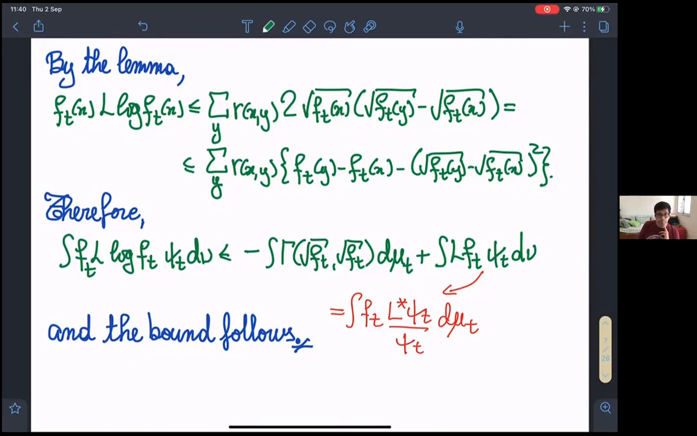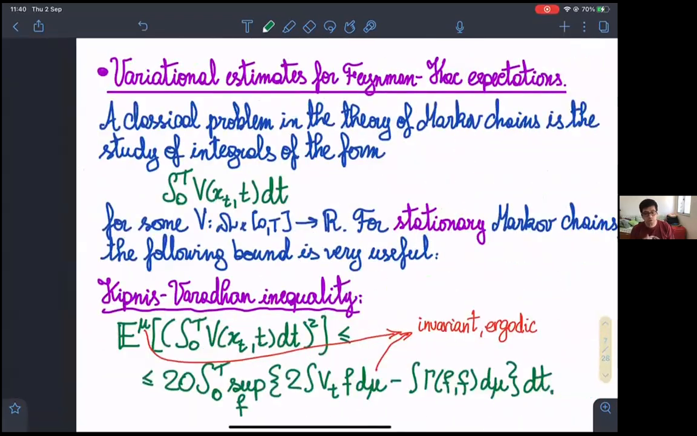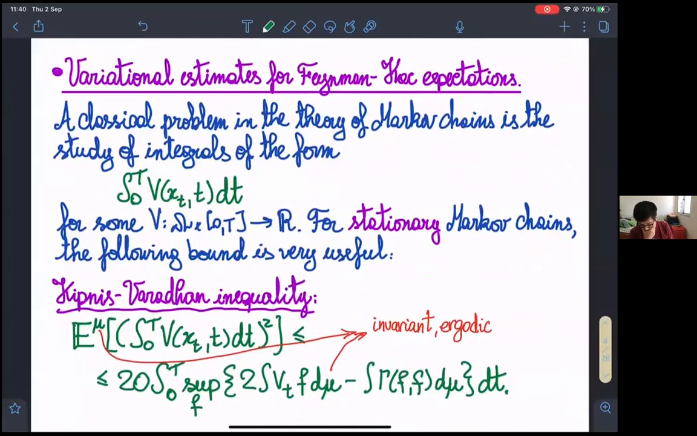And it's a very useful inequality once you start to understand how the law of the Markov chain you're looking at should look like. And so there is another family of inequalities which are very useful when you look at scaling limits of Markov chains, which are these variational estimates.